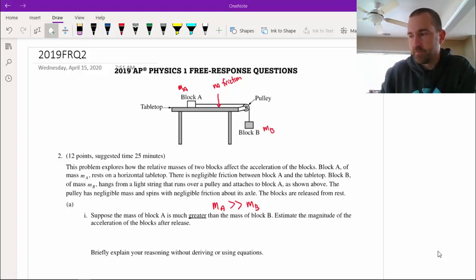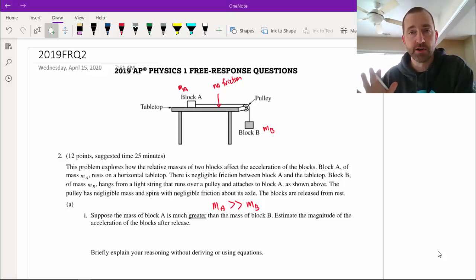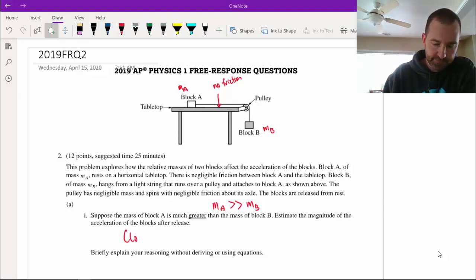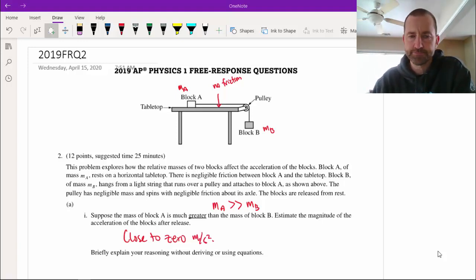So for this problem, when they say an estimate, and specifically afterwards they say briefly explain your reasoning without using any equations, you can't come to a numerical answer without equations unless you know it's in free fall. So we just say it's close to zero. Go ahead and put in the units there.